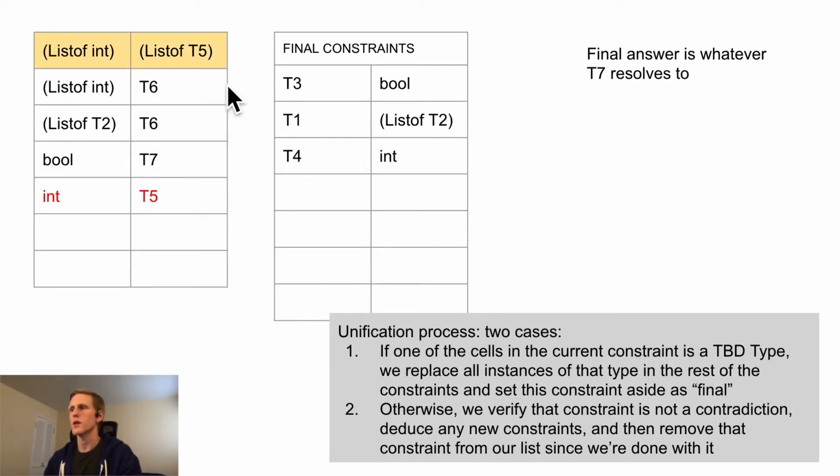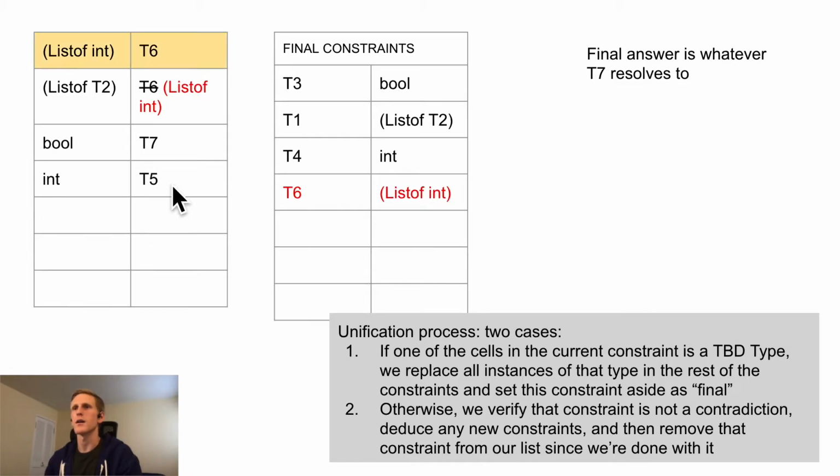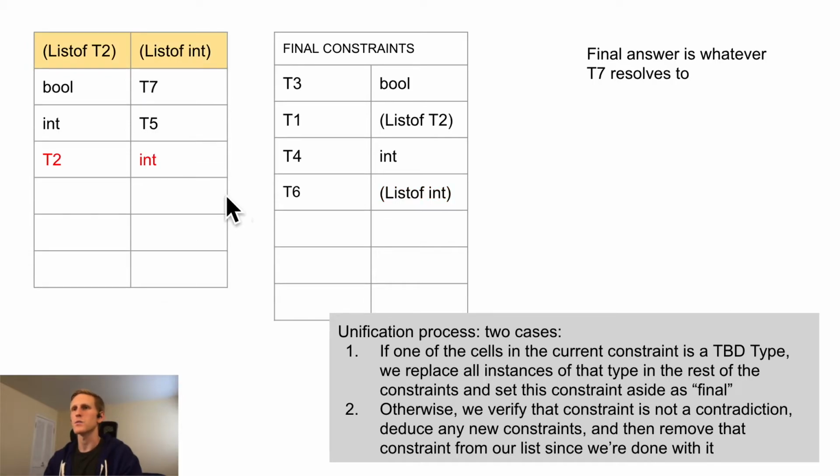Case 2, no contradiction because they're both lists. We generate or deduce a new constraint that int matches T5, and we're done with that. T6, this is case 1 because T6 is to be determined. So we replace T6 with list of int in the remaining constraints and set it aside as final. Case 2, and it's not a contradiction because they're both lists. Deduce a new constraint that T2 must match int. We're done with that one.